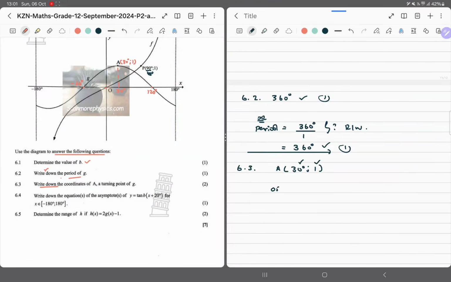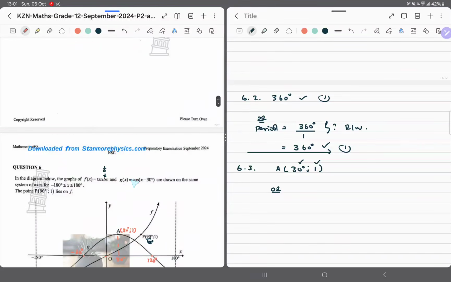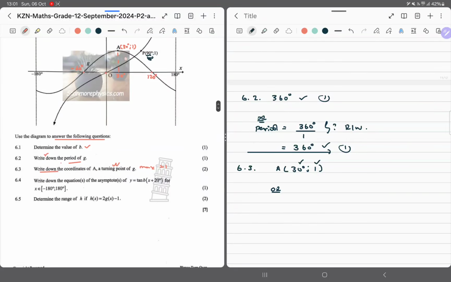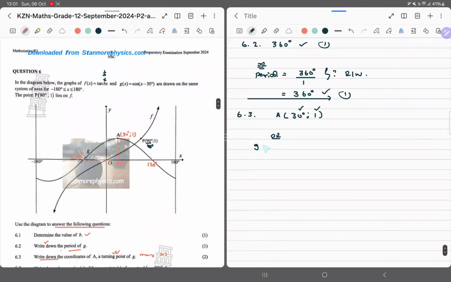Of course, if you didn't know, what must you do? You work it out. You should know that if this is the turning point, this is the maximum. And then the maximum is the 1 there from the amplitude. So if you know one coordinate, you can just take the equation. Say here g of x is cos of x minus 30 degrees.